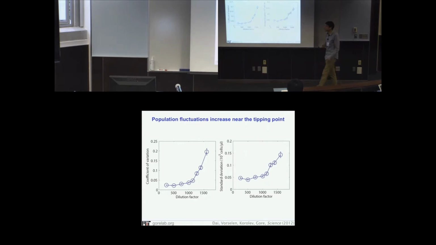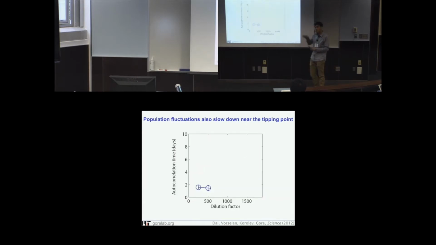What about this other indicator, the time scale of the fluctuations? Once again, for that, we can look at the autocorrelation time of the population size fluctuations. In a benign environment, typical fluctuations go away in less than 2 days, whereas once we approach the tipping point, the fluctuations last for about a week. So once again, the fluctuations increase in size and time scale before the tipping point, and that's in accordance with the predictions from this theory.